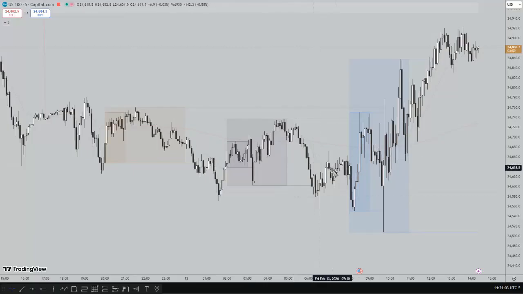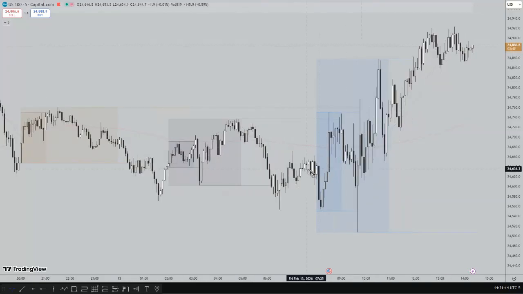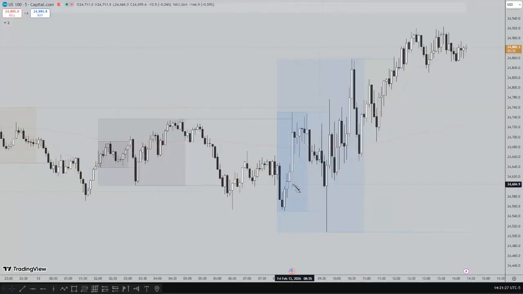We accumulate some more, manipulate. So much AMD on NAS and all indices. If you can see it, yes, this is a PO3. This is accumulation, manipulation, distribution. It's small, but it's there. This is also a killer trade if you can catch this. Yeah, box it up.